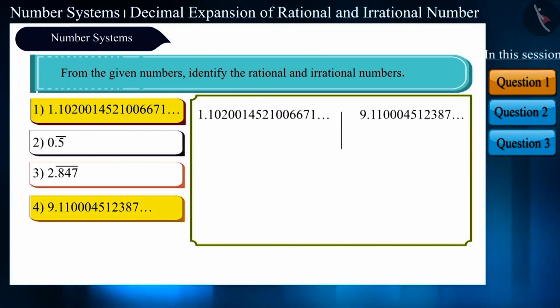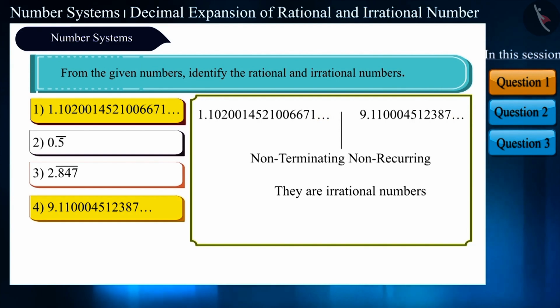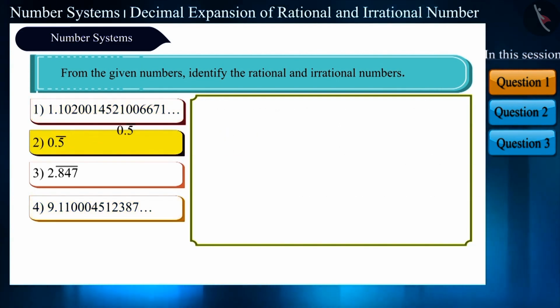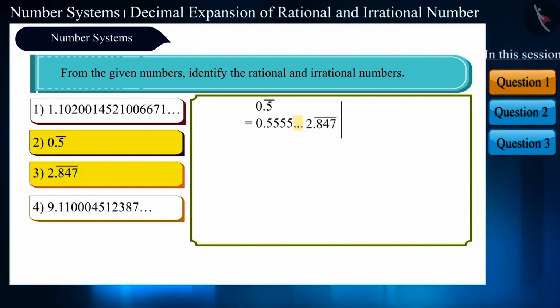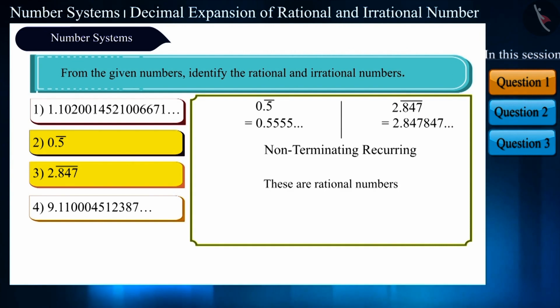In the first and fourth numbers, no digit or group of digits is getting repeated after the decimal. And the series of points next to them shows that they don't end, that is, they are both irrational numbers. In the second number, the bar above 5 indicates that 5 is being repeated here. And in the third number, the group 847 is repeating after the decimal. Therefore, they are both rational numbers.